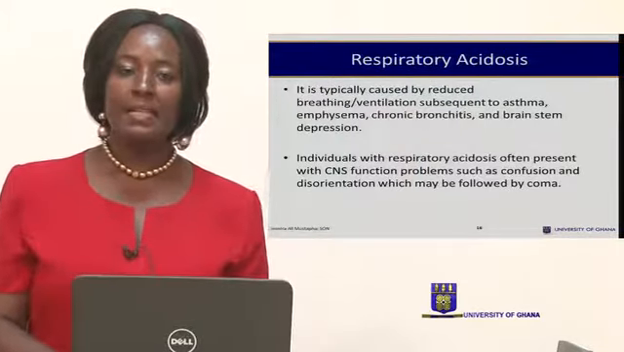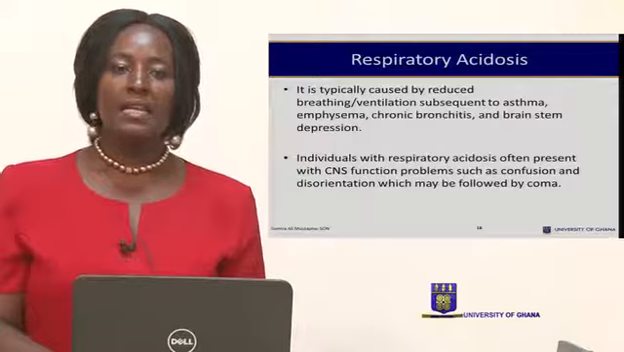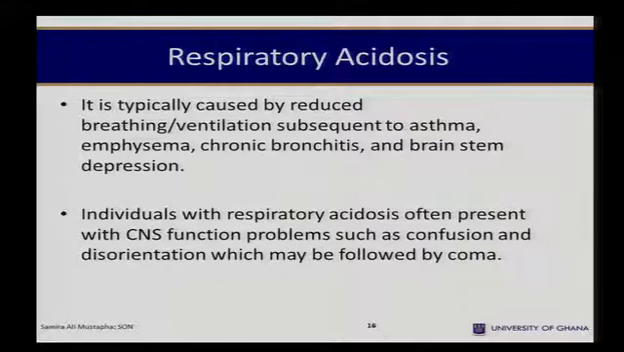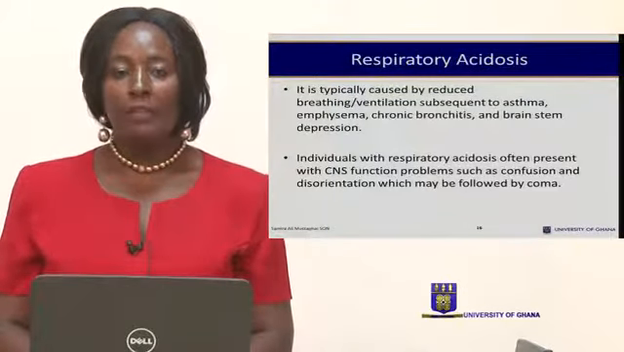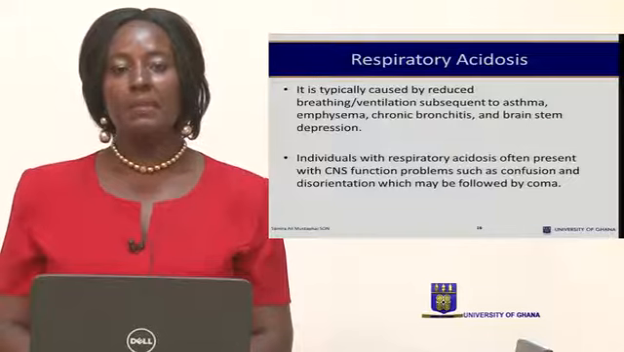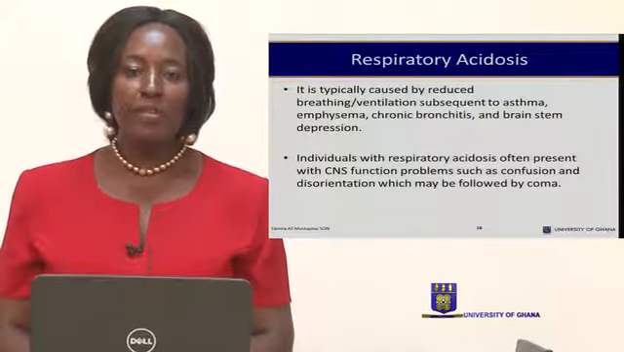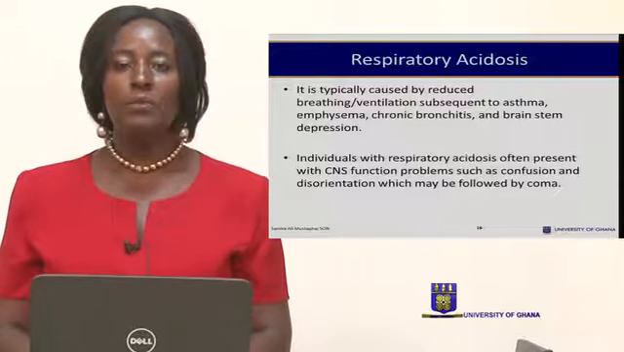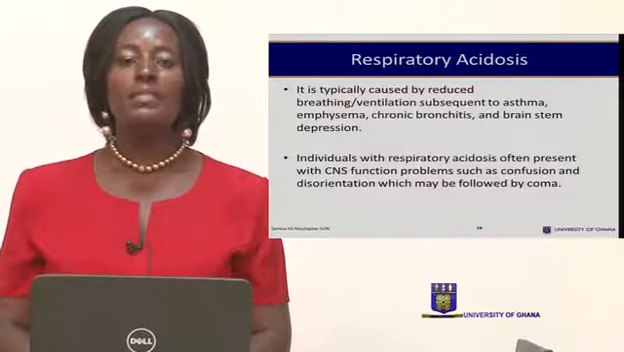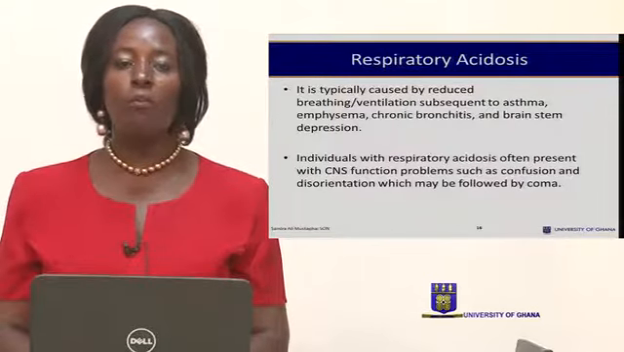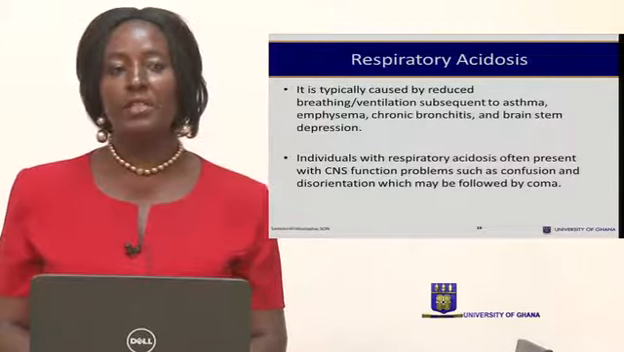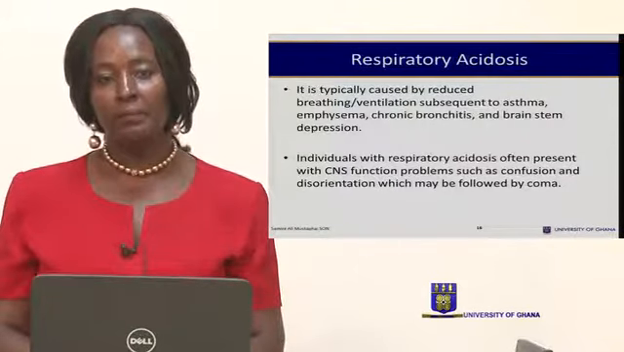So once again, we are saying that respiratory acidosis is typically caused by reduced breathing and ventilation. So you may see this in patients with asthma, emphysema, chronic bronchitis, and brainstem depression. And respiratory acidosis, on the other hand, you will be seeing in patients with CNS function problems that will show some form of confusion and deterioration, which can also result in coma.